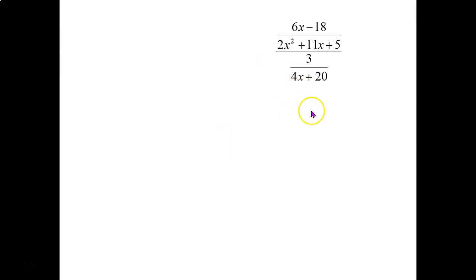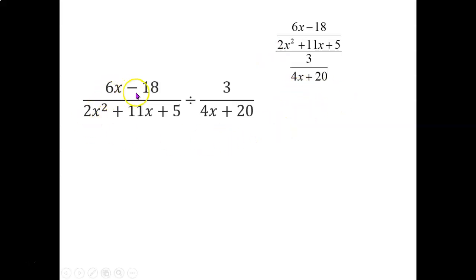So this would mean the same thing as 6x minus 18 over 2x squared plus 11x plus 5 divided by 3 over 4x plus 20. And remember what I said to do with the division? Change the division to multiplication and change the second fraction to its reciprocal, like this. 6x minus 18 over 2x squared plus 11x plus 5, first one stays the same, times 4x plus 20 over 3.